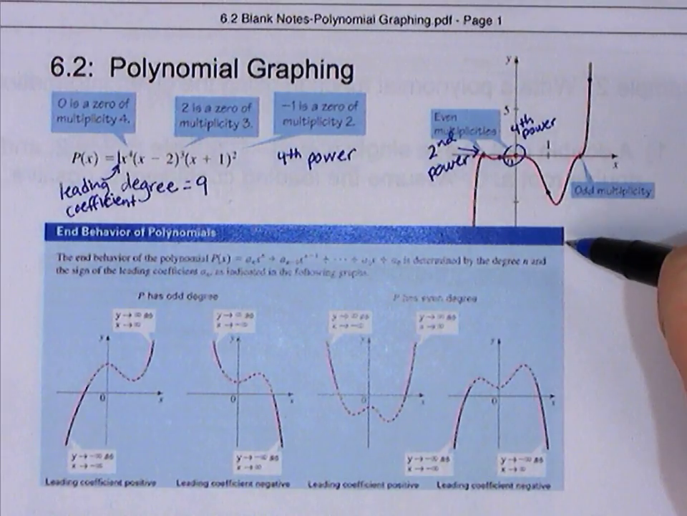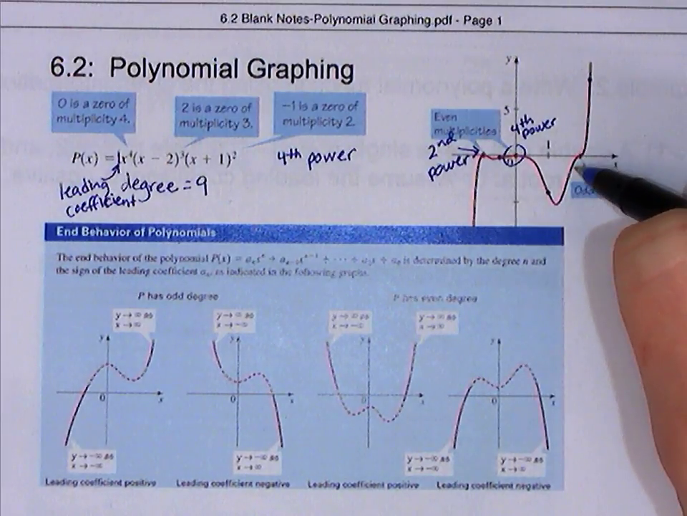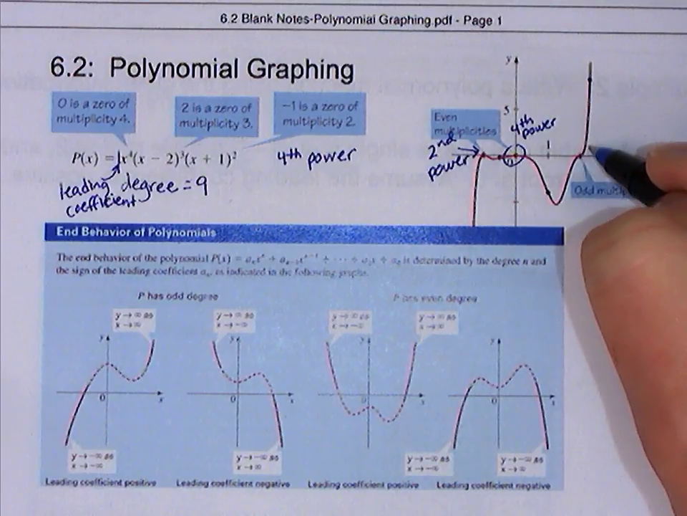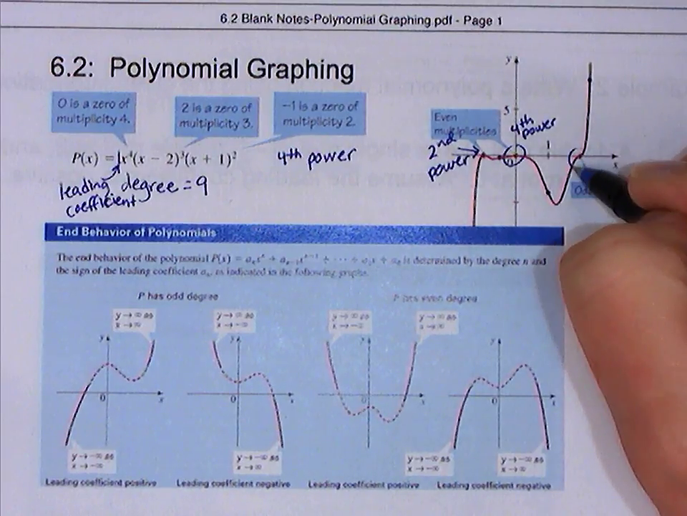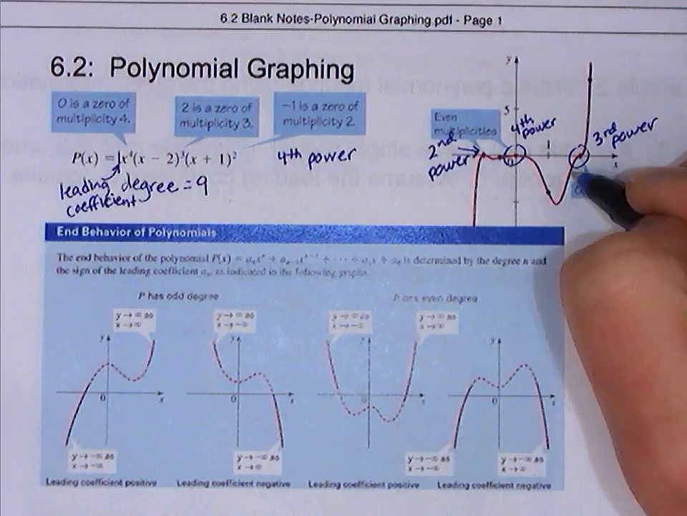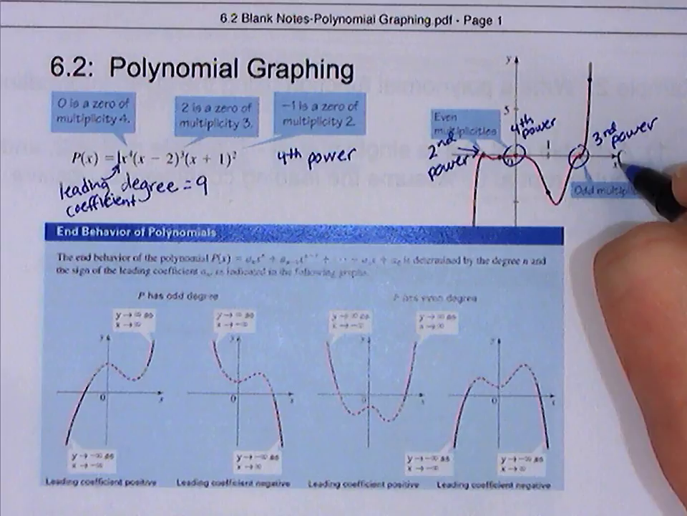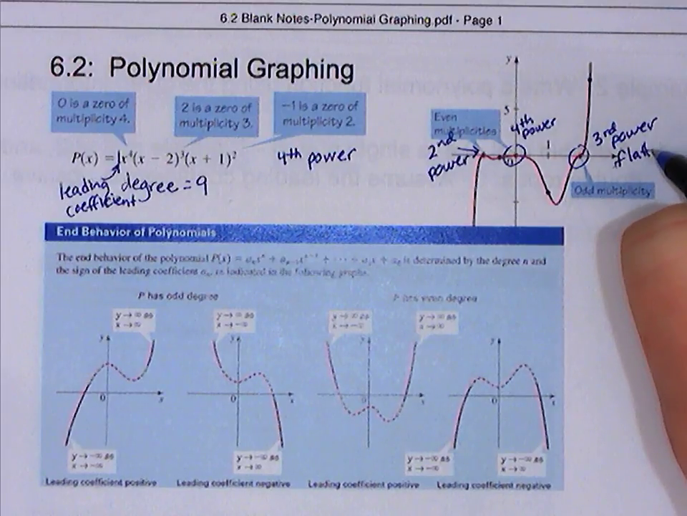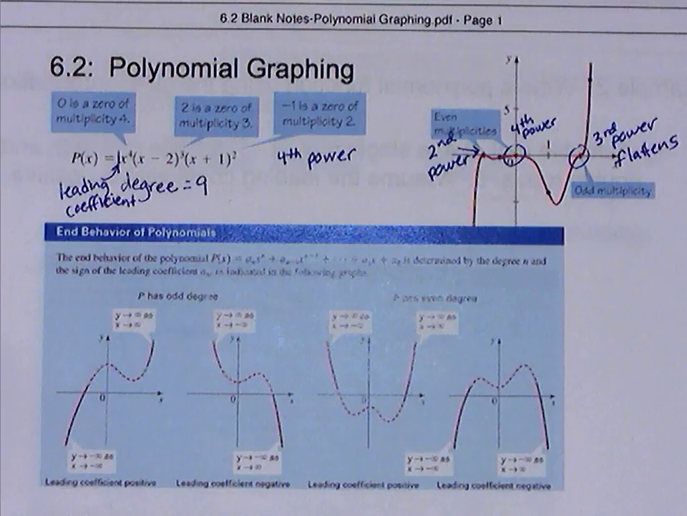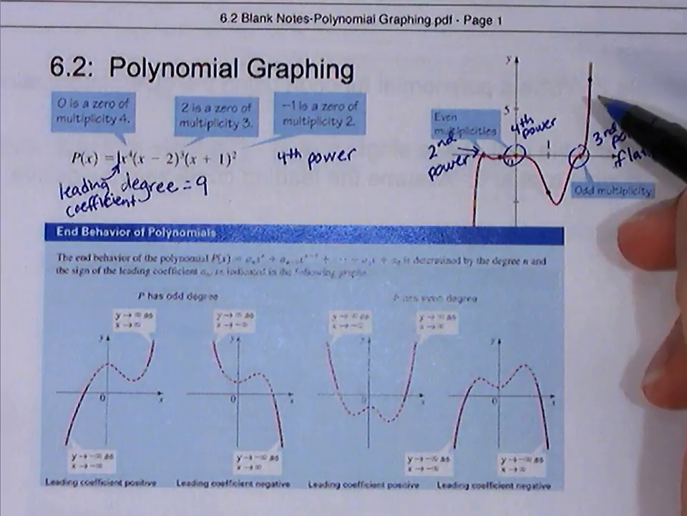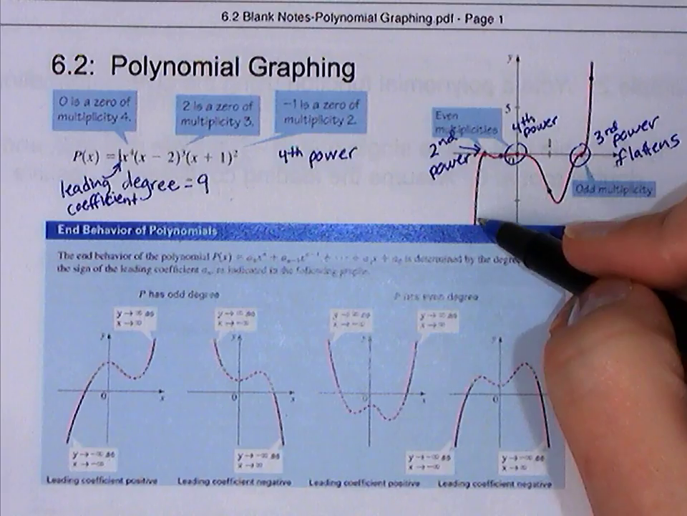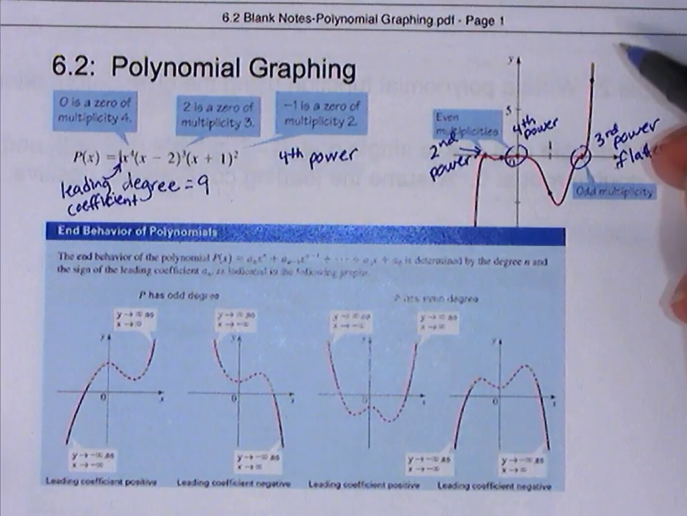And then a cube, this is a cube power. It will flatten out and then touch the x-axis and then go back up again. So this is a third power. It flattens and then keeps going in the same direction. So if it started going up, it just keeps going up and flattens out on the x-axis. So the behavior on the ends of it is going to help you get a sketch of your graph also.